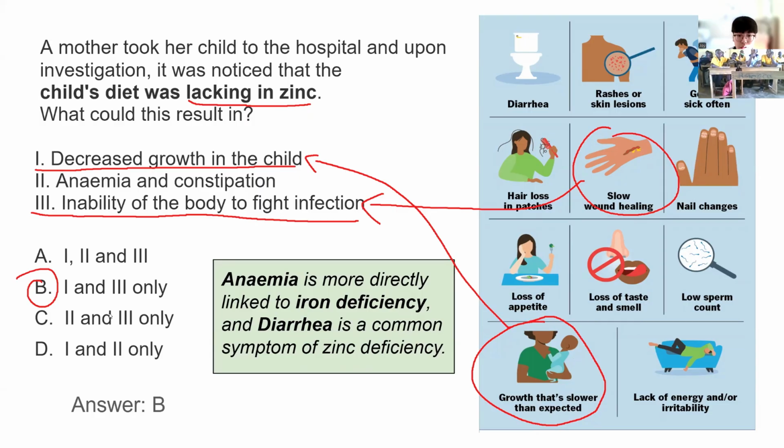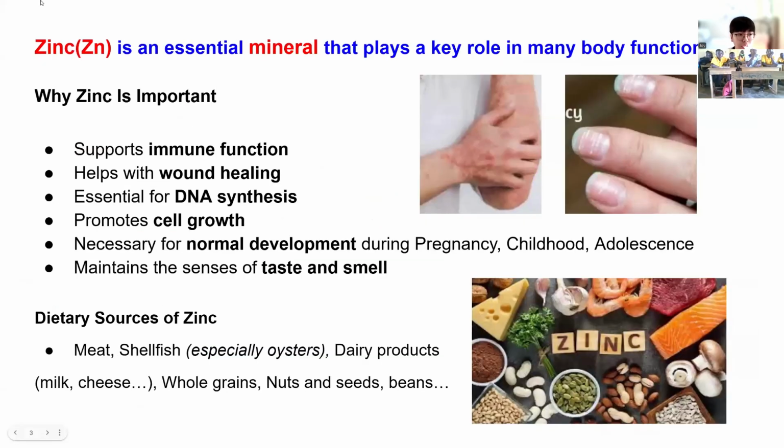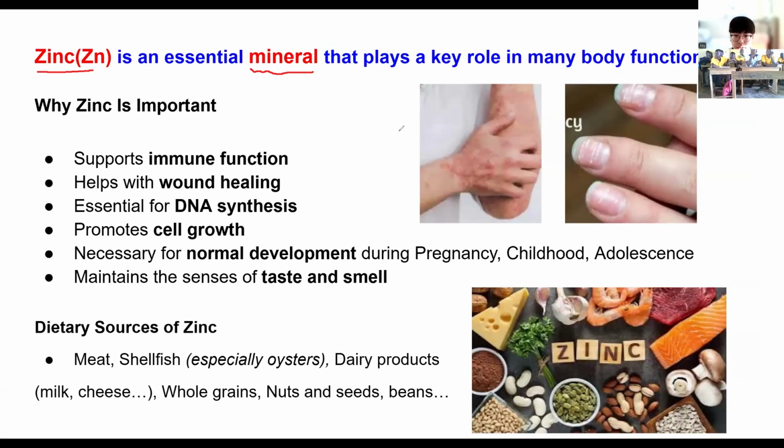Let's look at this next slide. So we just talked about zinc deficiency. Zinc is an essential mineral that plays a key role in many body functions. Zinc is important to our body because it supports our immune functions, so it protects our body. It helps with wound healing.